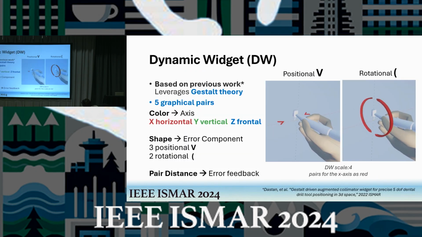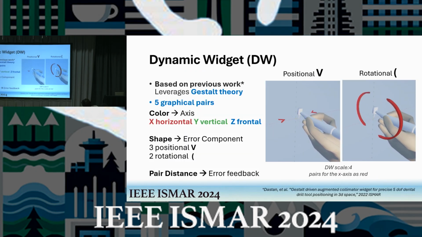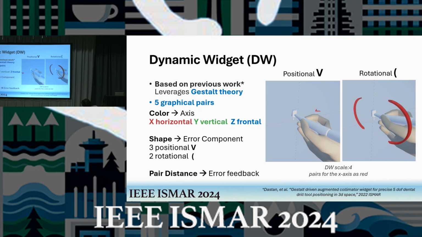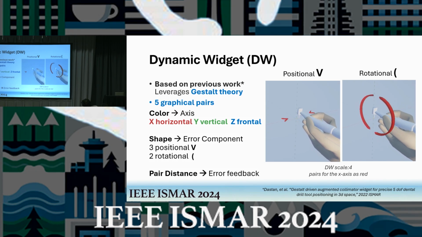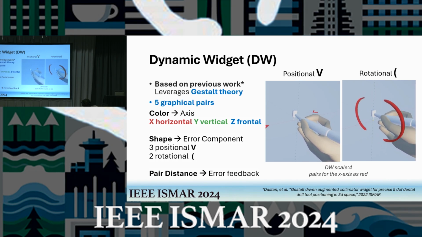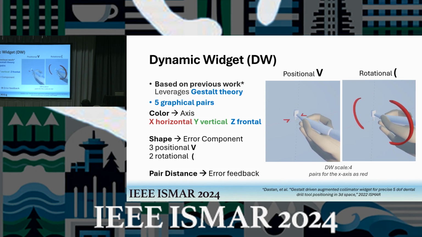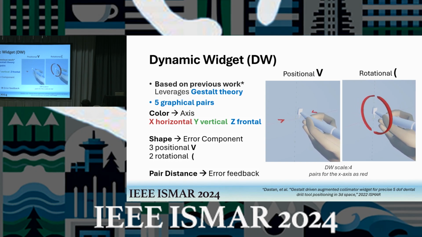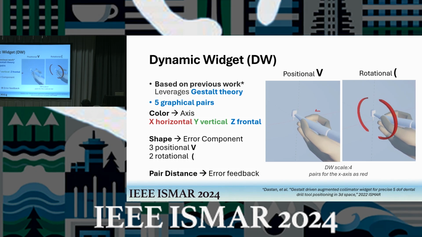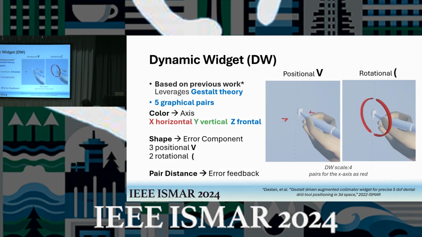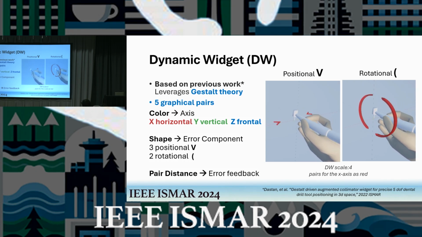So starting with the dynamic widgets, it's based on our previous work. It leverages the Gestalt theory. It consists of 5 graphical pairs, and each pair has information: the color of the pairs indicates the axis, while their shape indicates the error components. For the positional error components, we have the 3D V-shape elements. Instead, for the rotational, we have 3D brackets.